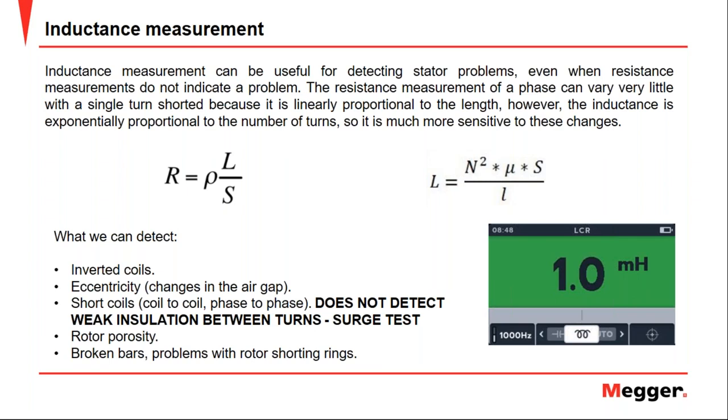The inductance test does not detect weak insulation between turns. It can only be detected through the surge test. So we can detect shorts with the inductance test, but if we want to be predictive and be ahead of the failure, we have to do the surge test. Also, we can see rotor porosity or broken bars.